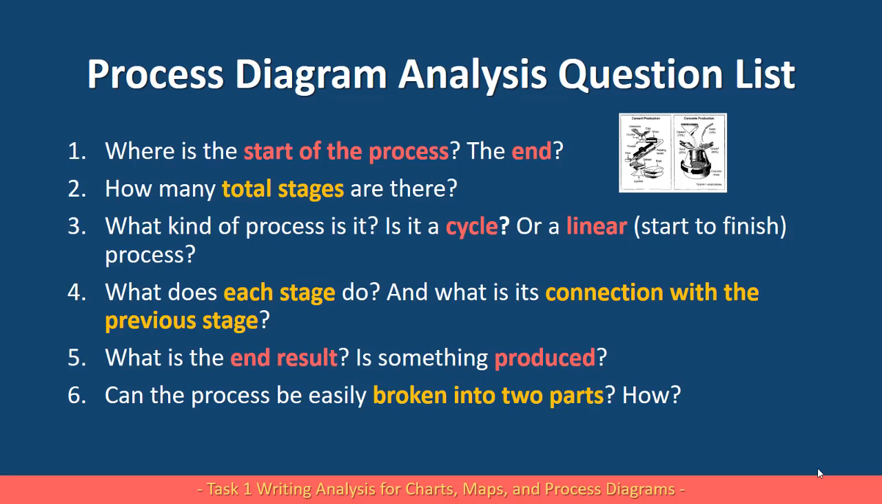And they're not connected. Number 4, what does each stage do? And what is its connection with the previous stage? And number 5, what is the end result? Is something produced? Finally, number 6, can the process be easily broken into 2 parts? How? Yes, I really like this last question, and I know it's in all of my question lists because it makes task 1 easier to write for me.